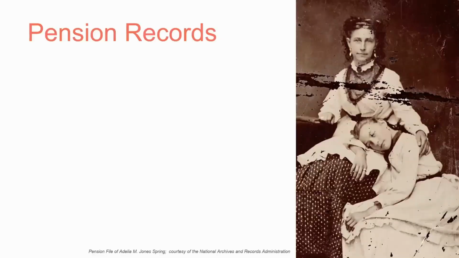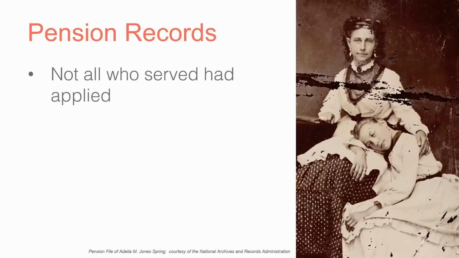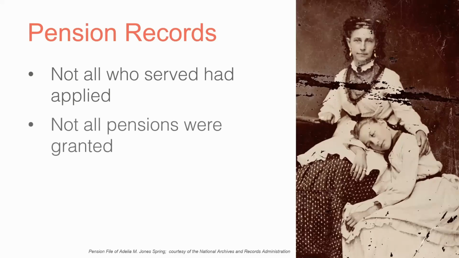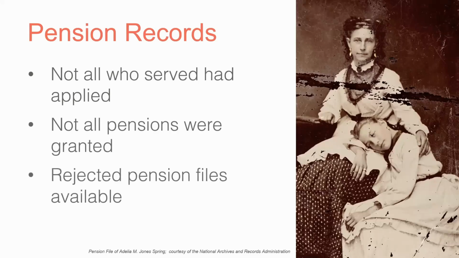So some things that you need to remember with pensions. First, not everyone who served applied for a pension, and not all veterans were survived by a widow. So you won't always get a widow's pension. A lot of people assume that you would, but that's not always the case. And then second, not all applicants were granted a pension, but even if they weren't, the application can still be valuable because rejected pension files are available and they can be very interesting to read, because if someone applied and got rejected, they might reapply, adding even more information and more details.